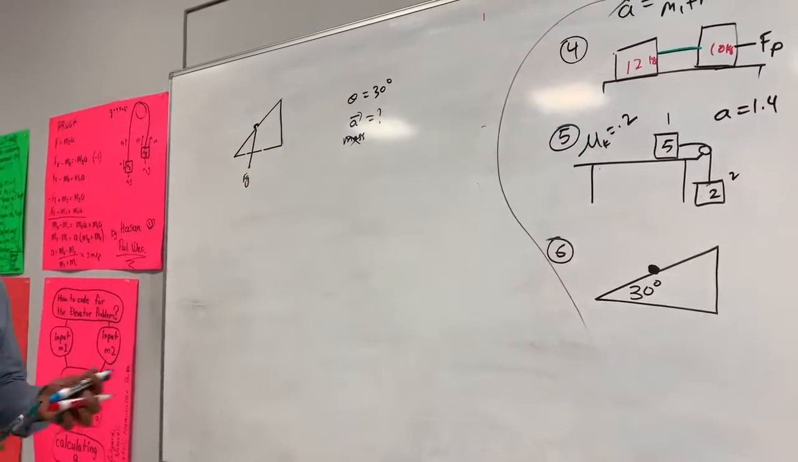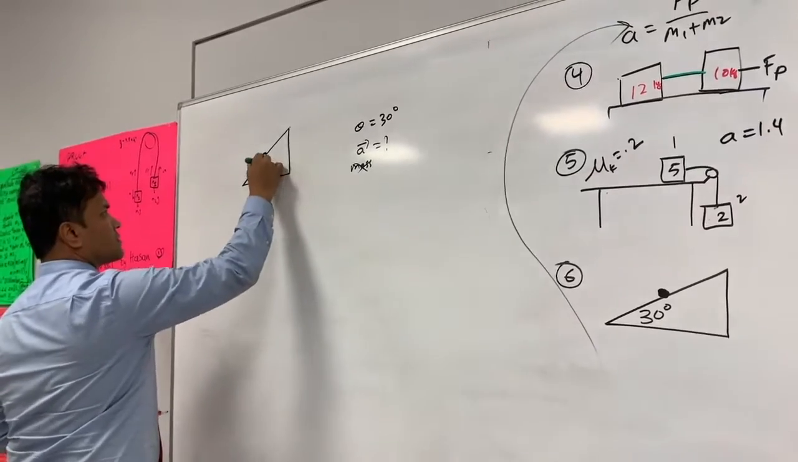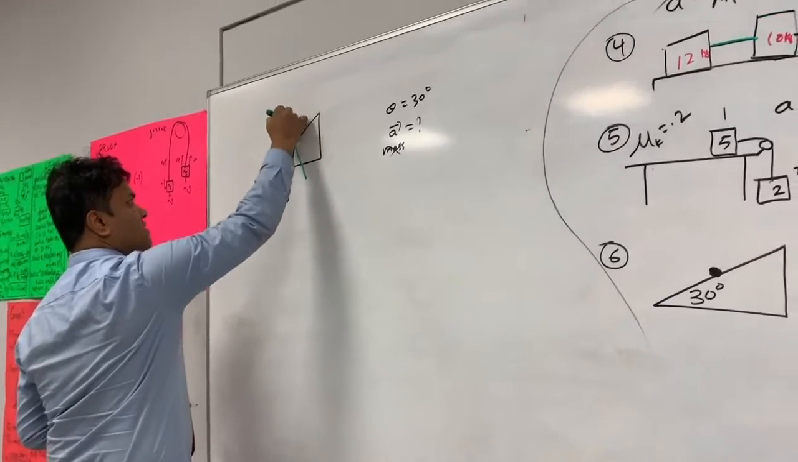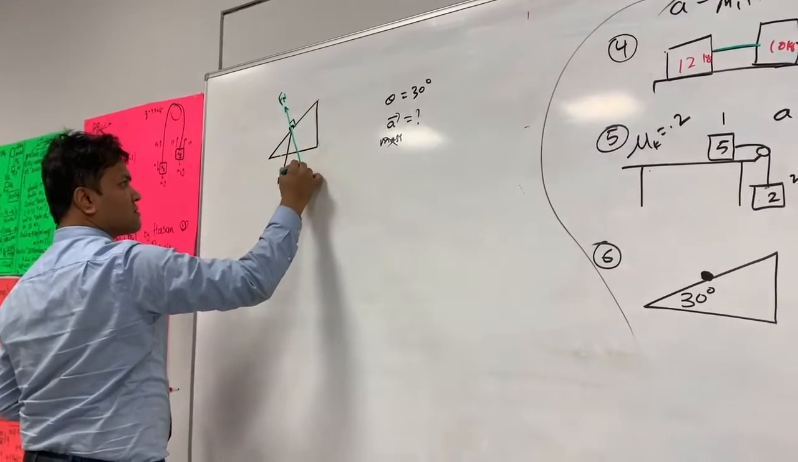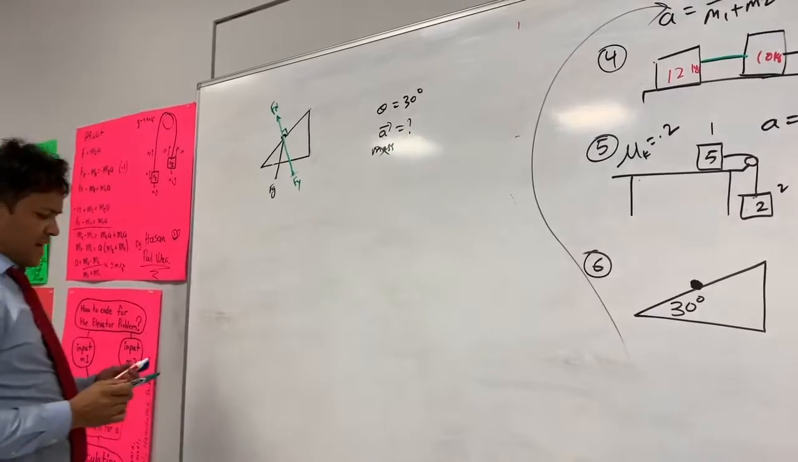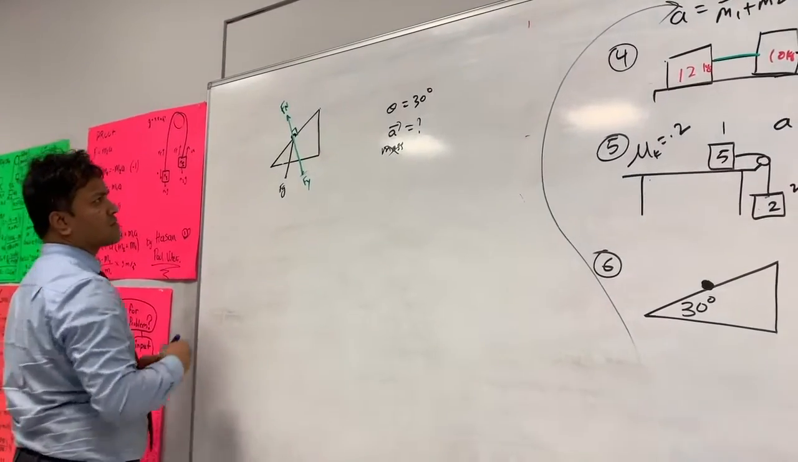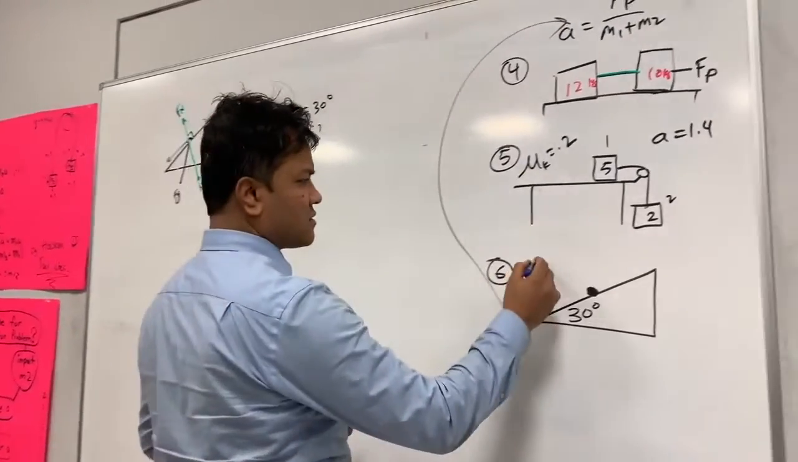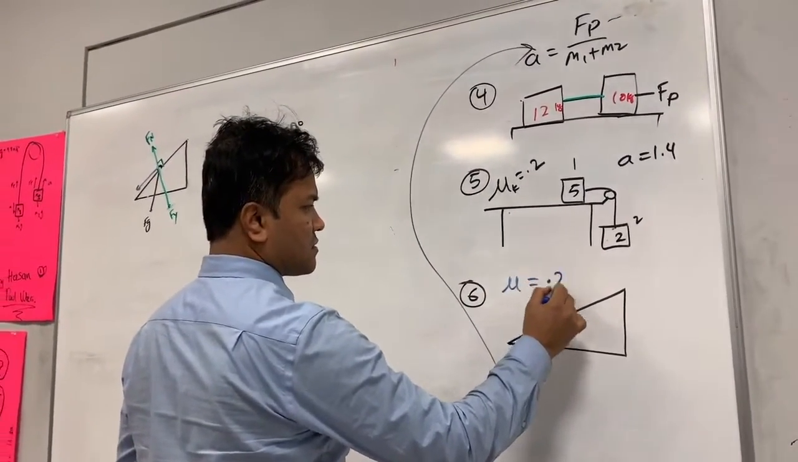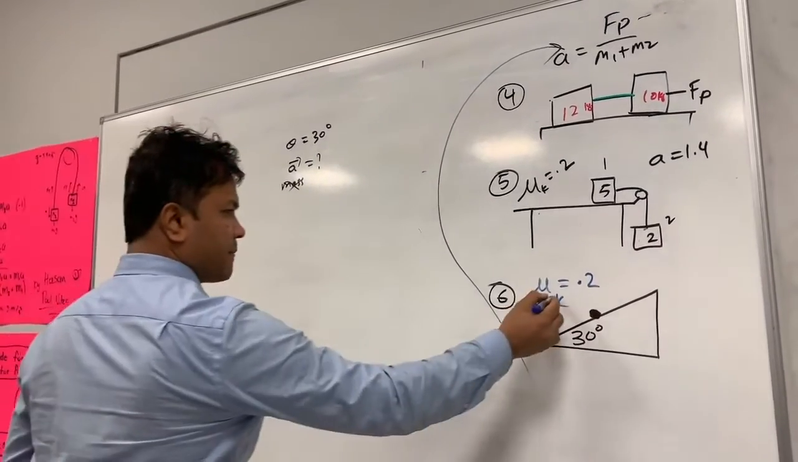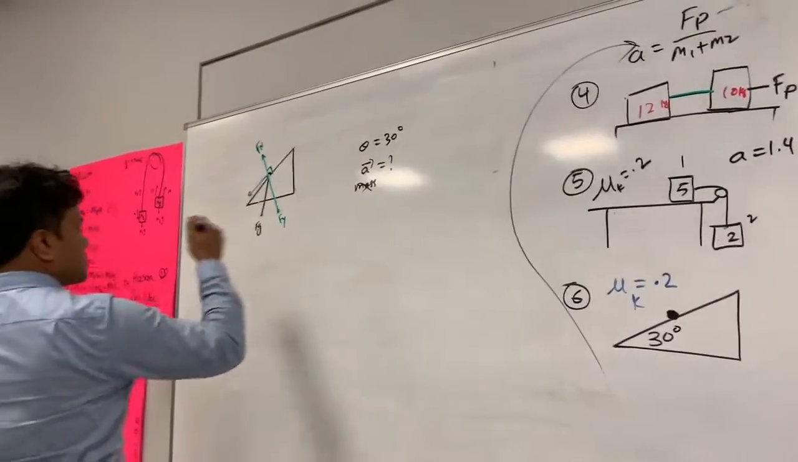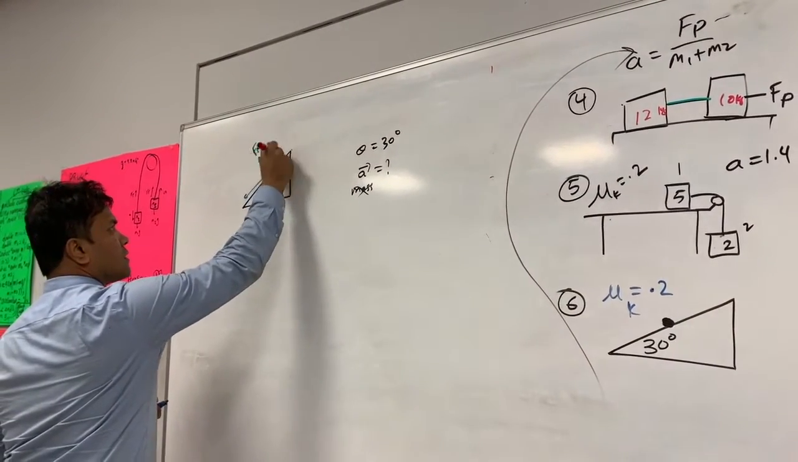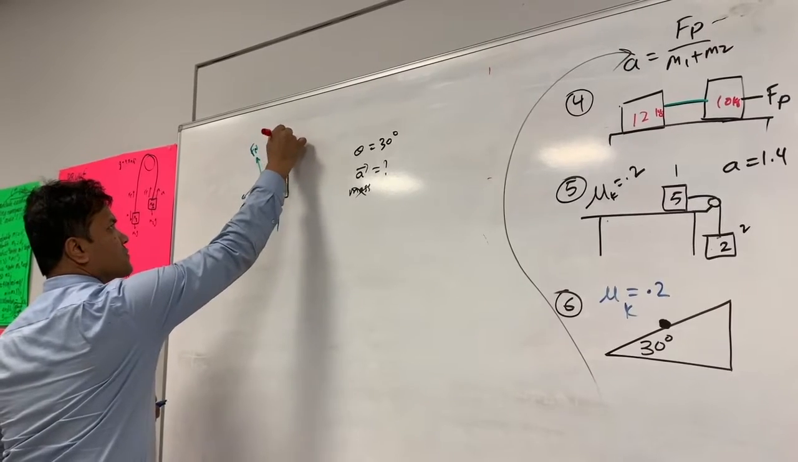Now we want to put the y component, which is perpendicular. So this is Fn, this is Fy. Now you're going to put the x component. The friction, let's say the coefficient of friction is 0.2, which I will use. This is the force of friction.